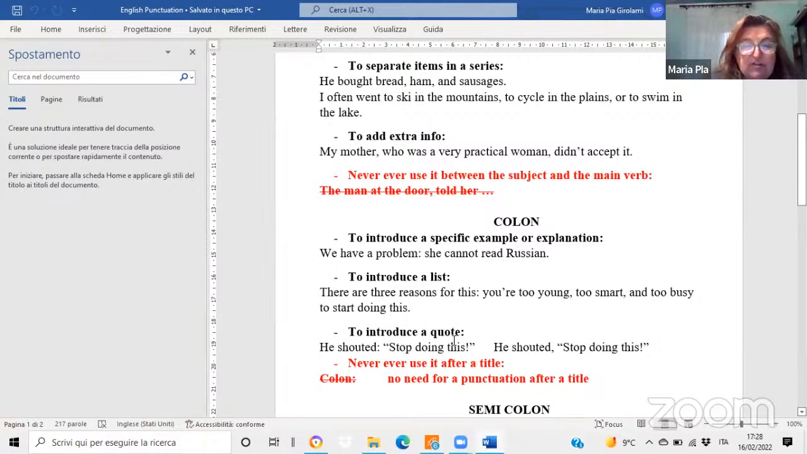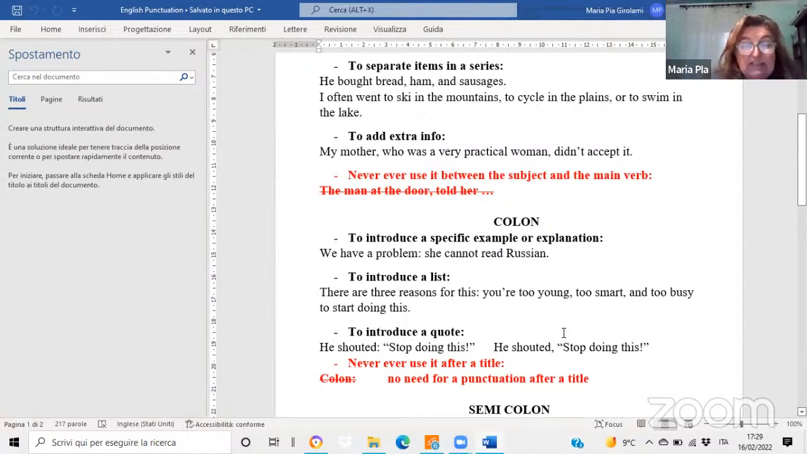Or to introduce a quote. He shouted: stop doing this. Even if in American English, they often write the comma instead of the colon. So you can use both. He shouted colon, stop doing this, or he shouted comma, stop doing this. Both systems are correct.